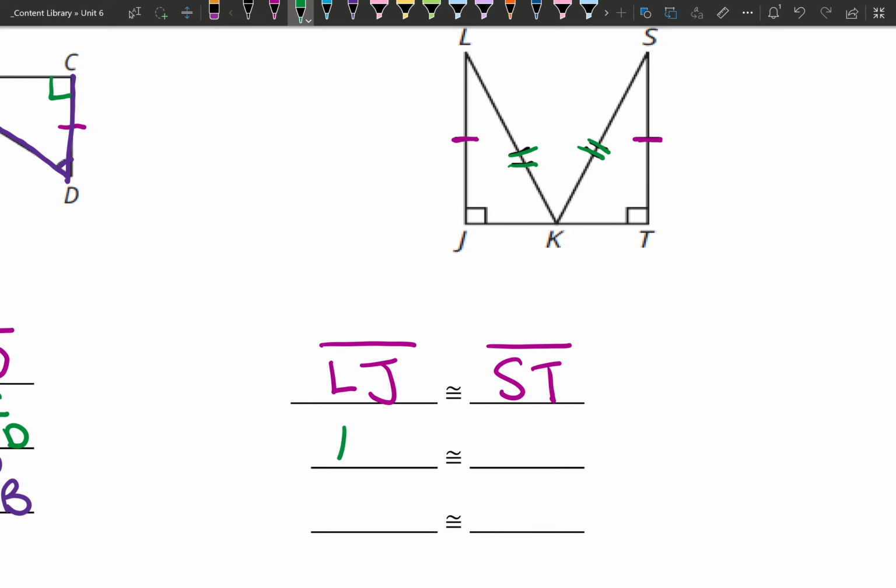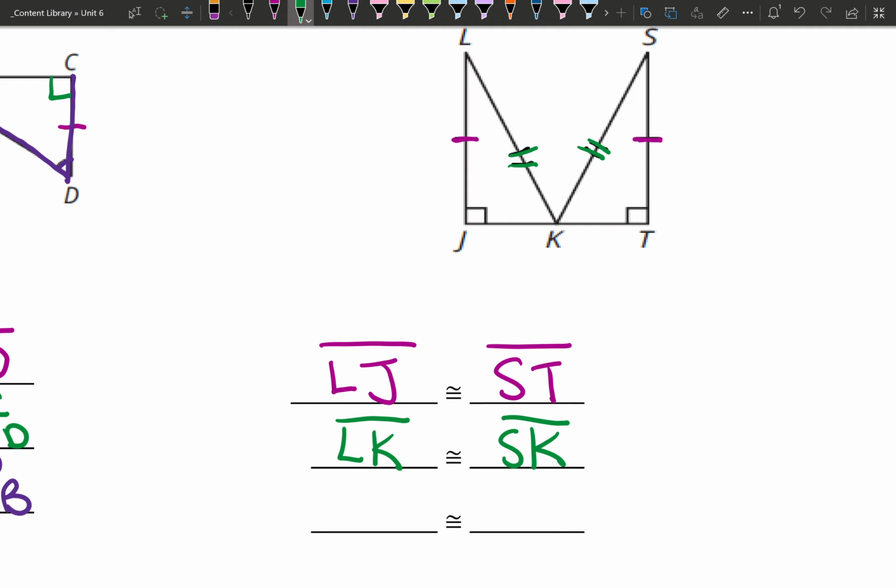On the left triangle, I'll call it LK or KL. And on the right triangle, I'll call it SK or KS. Either one of those would be correct. Lastly, we have our angles.